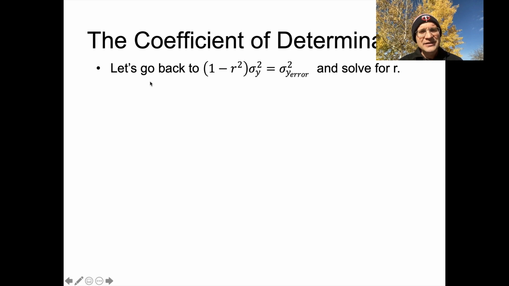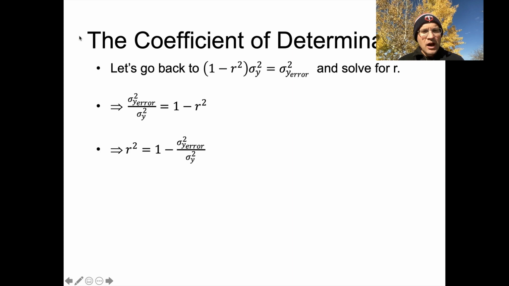So let's go back to 1 minus r squared times the variance in y equals the variance in the error term, and let's solve for r squared. First of all, we can divide both sides of this equation by the variance in y. So we have 1 minus r squared equals the variance of the error over the variance in y.